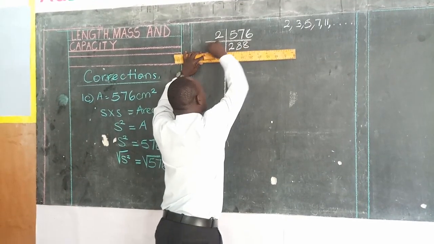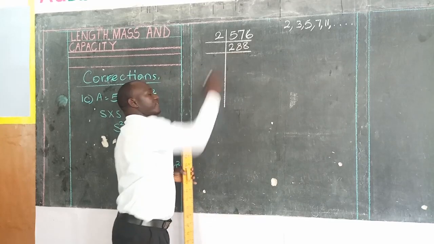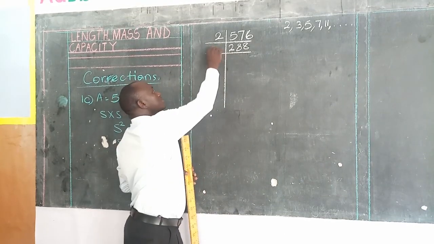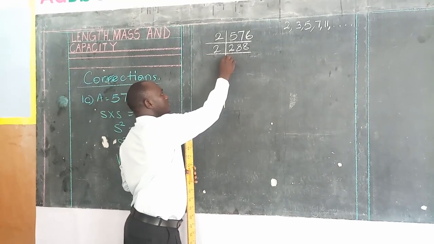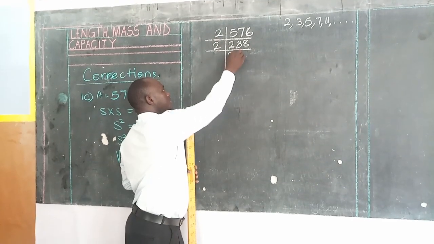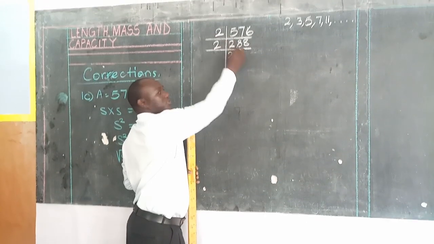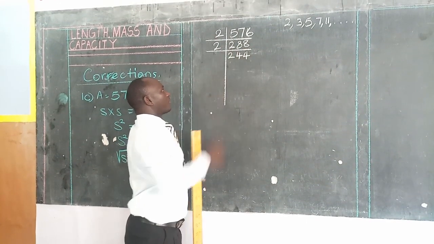Move to the next. This is still an even number. That means 2 will still work. 2 divided by 2 is going to be 2. 8 divided by 2 is 4. 8 divided by 2 will still give me 4.